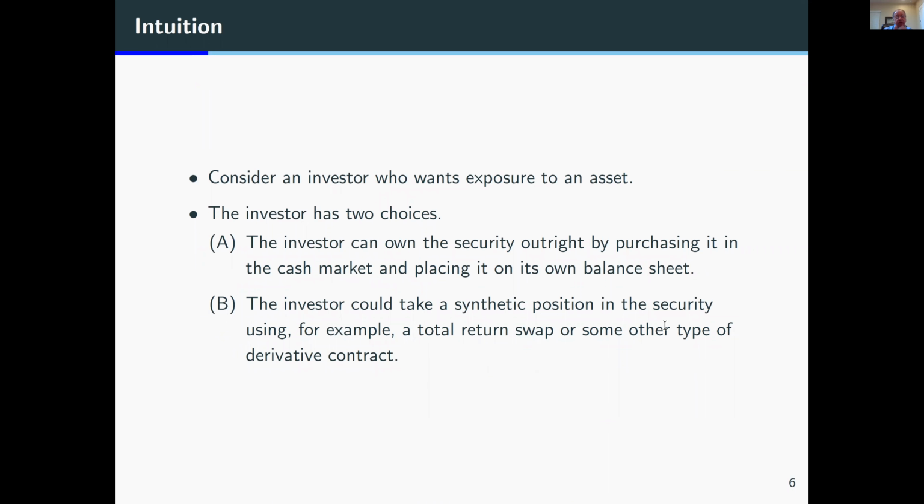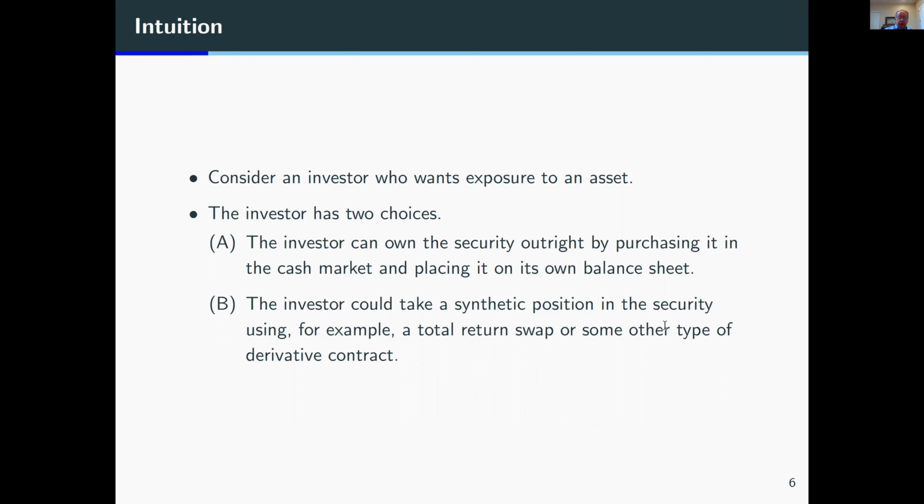So imagine we have an investor who wants to take directional exposure to some asset, wants to go long or short something. Now that investor has two choices with the birth of derivatives markets. The investor can either own the security outright by purchasing it in the cash market and placing it on its own balance sheet, or the investor can take some sort of a synthetic position in the security, let's say by doing something like a total return swap or a forward contract or some other type of swap.